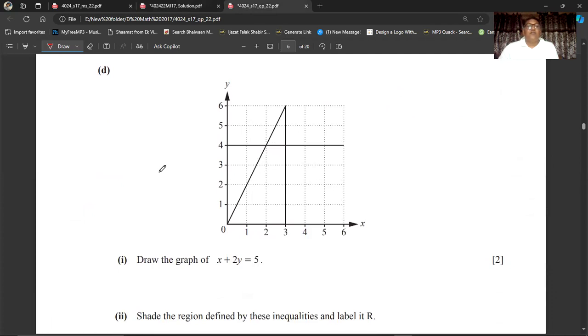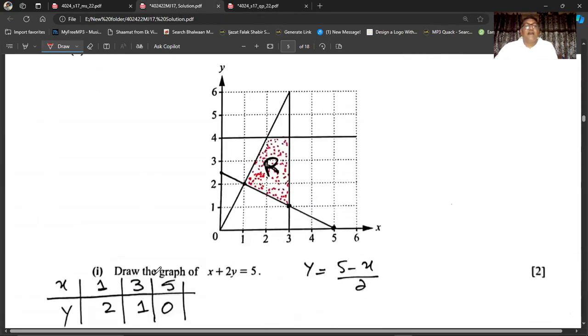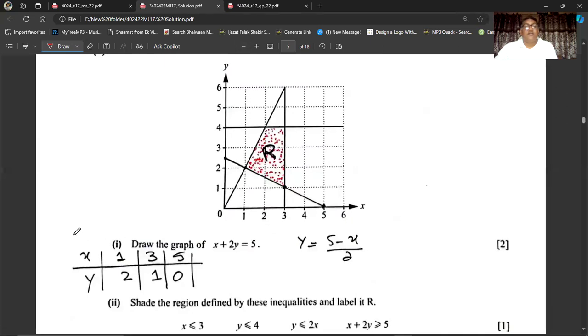Now we are on question number 5. It's D part. It says draw the graph of x plus 2y equals 5. It's a 2 marks question. So we have to draw the graph of x plus 2y equals 5. So y will be equal to 5 minus x divided by 2. So here I'm going to substitute some values of x. I will just suppose some values of x here. So for example, when x is equal to 1, the y value will be 5 minus 1. That's 4. 4 divided by 2, that will be 2.